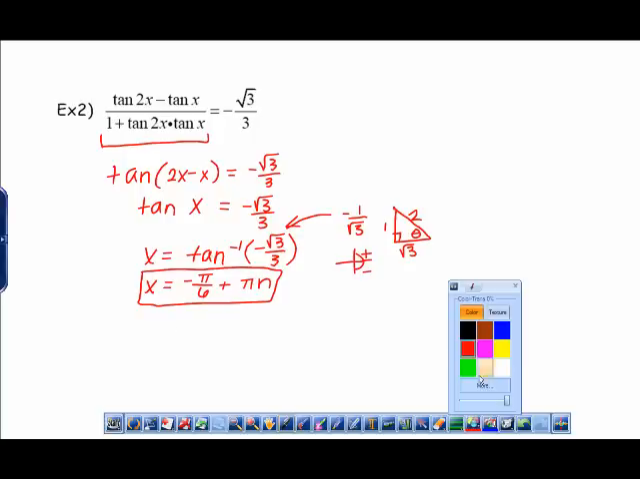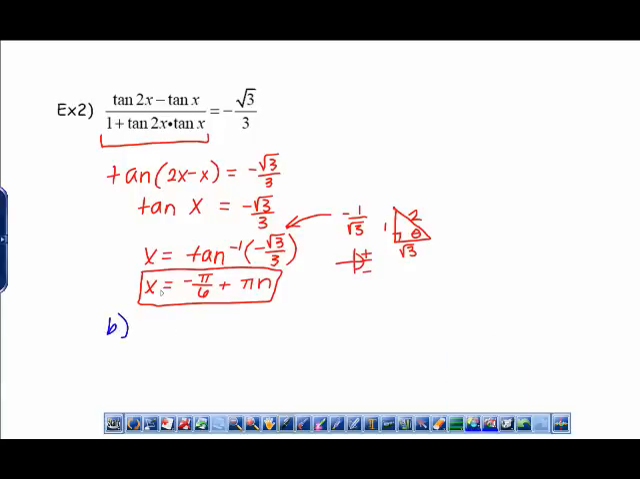Now let's go to B. If you have found the general solution correctly, B really isn't too bad, because you're trying to find all the answers in just the first revolution. Negative pi over 6 is negative, so we've got to add pi in this case, or plug in a 1 for n, to even get our first value.